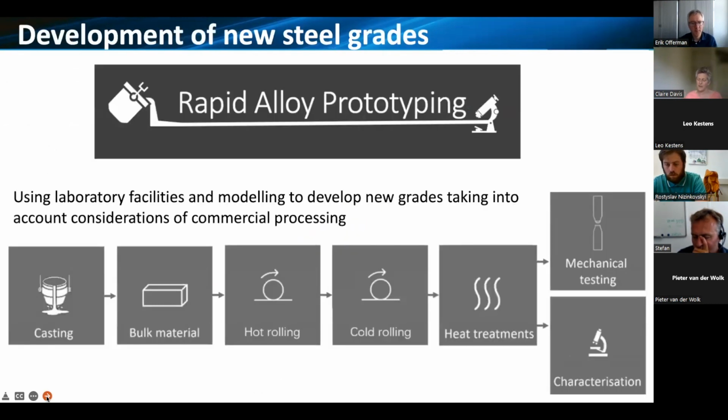So I put the groundwork in place to say these are some, I haven't covered everything, but these are some of the key parameters we need to consider when we start to develop new steels or try and improve existing steels. And the way that this is done is through rapid alloy prototyping. There's a lot of labs and fantastic work being done all around the world using the rapid alloy prototyping approach.